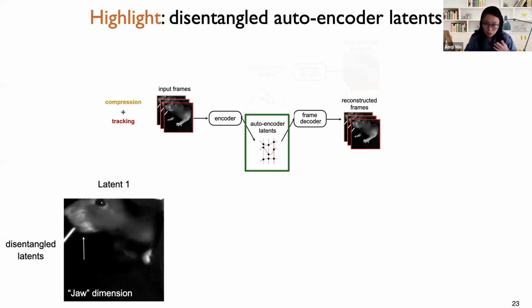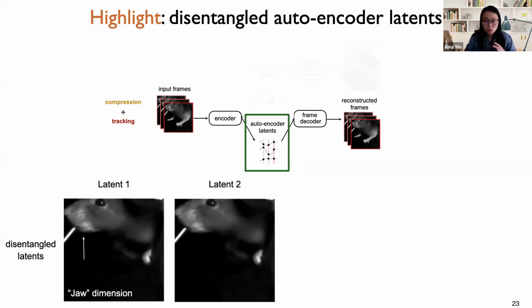For the first latent, you can clearly see the jaw opening and the tongue extending, while other aspects of the image, notably the pole positions, stay constant. And the second latent corresponds to the local movements of the pole along the base of the holder, most likely capturing these small movements that are not accounted for in the tracking information.